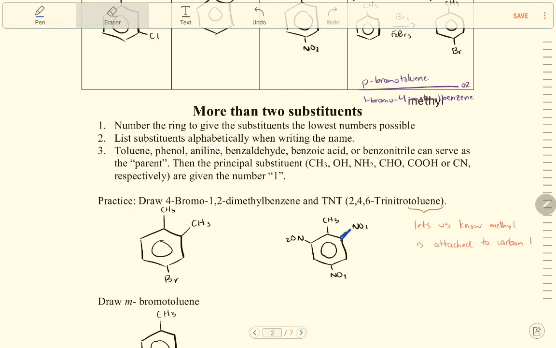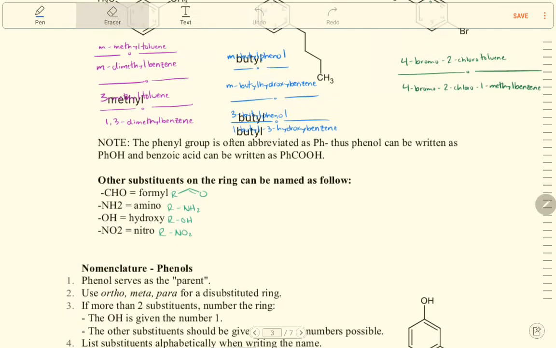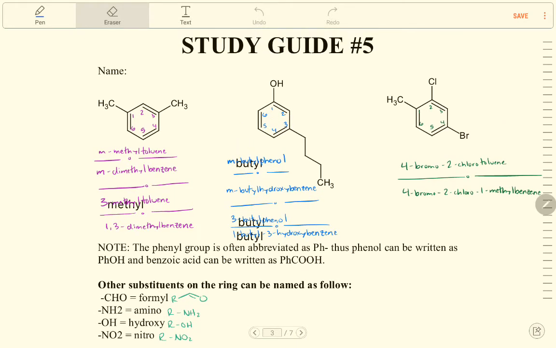Let's work on the next one. Alright, so when you have these groups, this CH3 on the 1 and 3 positions, it's a meta-methyl toluene or meta-dimethyl benzene. Alright, 3-methyl toluene and 1,3-dimethyl benzene. So you can name it accordingly.